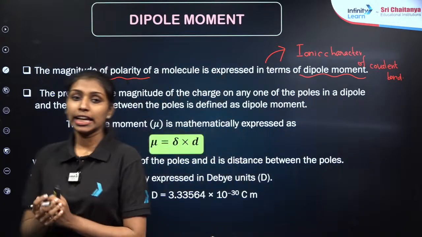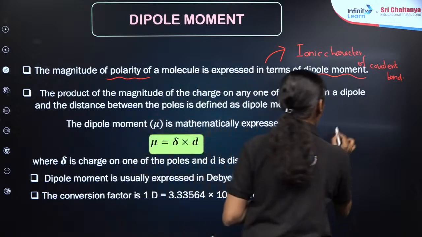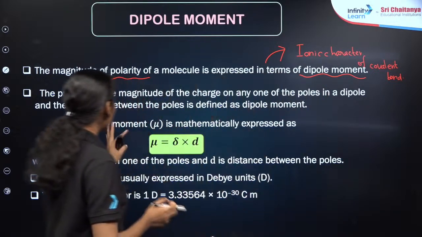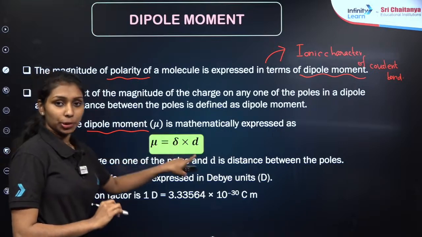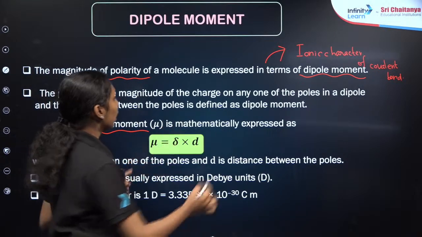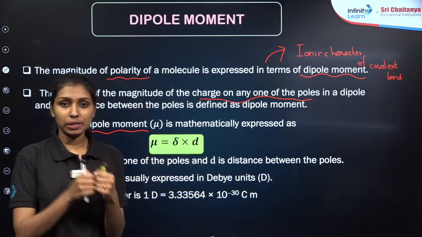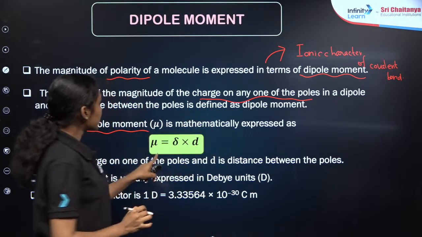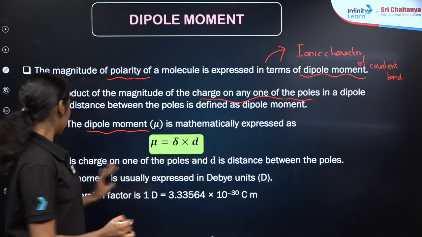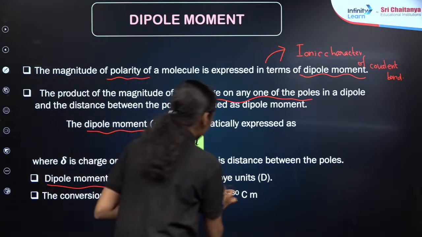If we are taking two different atoms or molecules having different charges, we can measure the dipole moment as mu is equal to delta into d, where delta is the charge on any one of the poles and d is the distance between the two poles. This is known as the dipole moment calculation. Dipole moment is usually expressed in debye units.